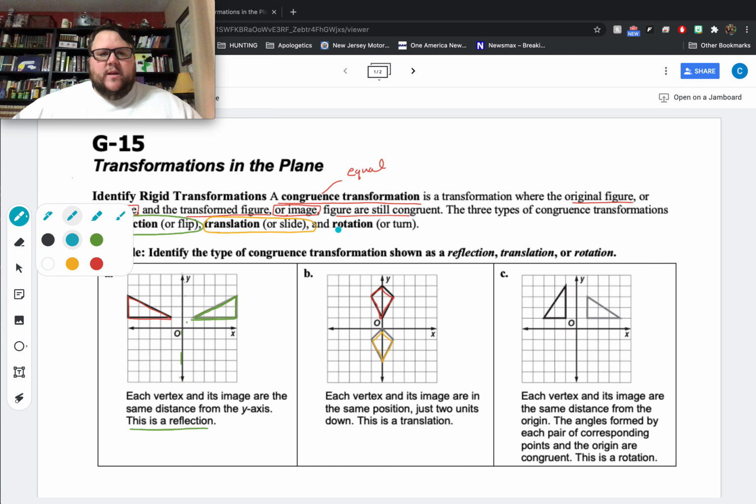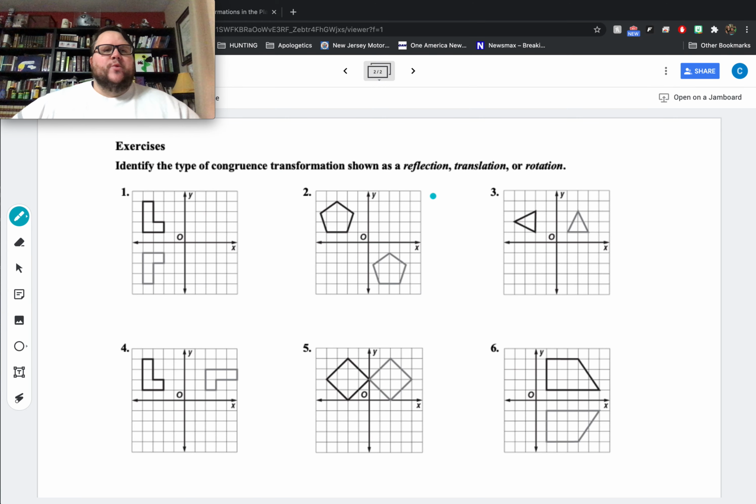And then the third one is a rotation or a turn. So if we have, this is our pre-image, you notice that our image after the transformation is the same dimensions, but it's rotated, it's turned. And that's called a rotation or a turn. So each vertex and its image are the same distance from their origin. The angles formed by each pair of corresponding points and the origin are congruent. This is a rotation.